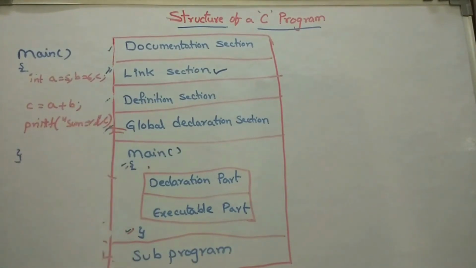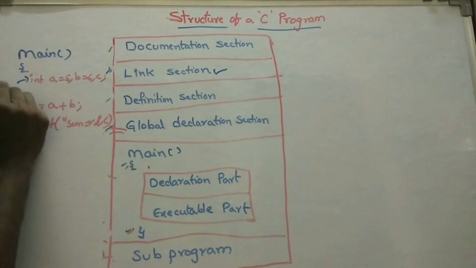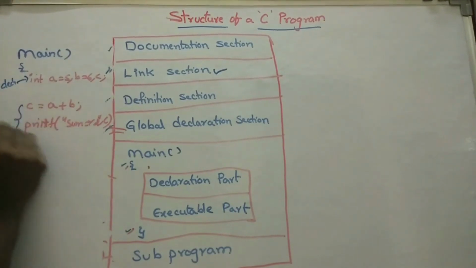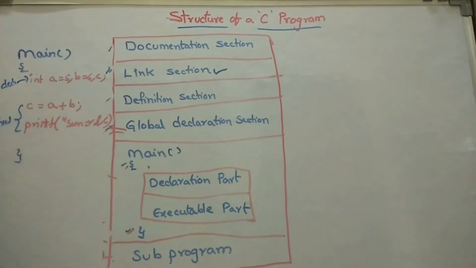Now this is called the declaration part, and these two are called the executable part. Are you clear? That is what is meant by the main section. And the last one is the subprogram section.